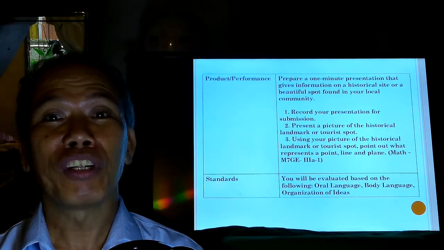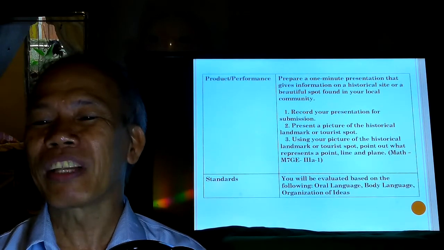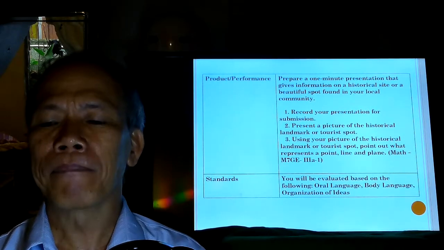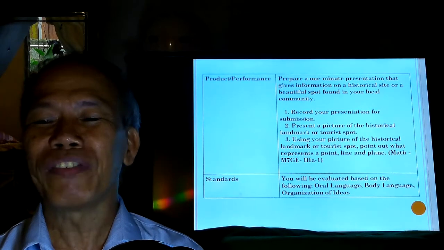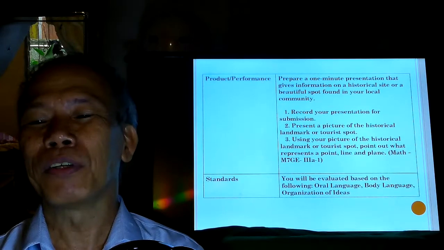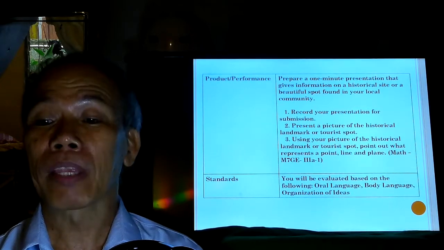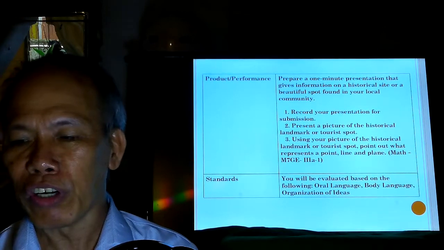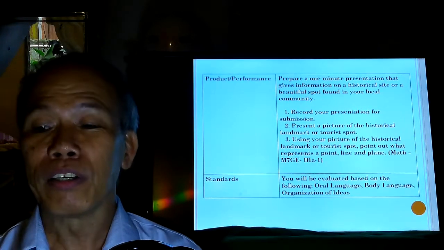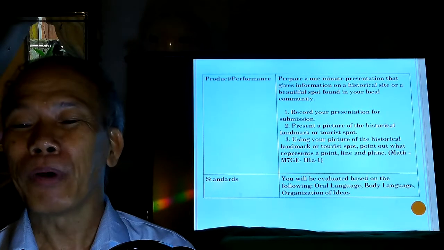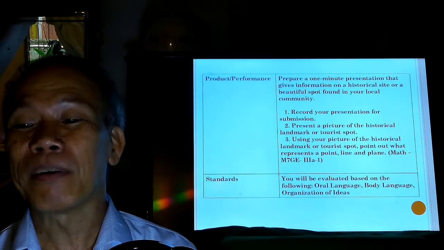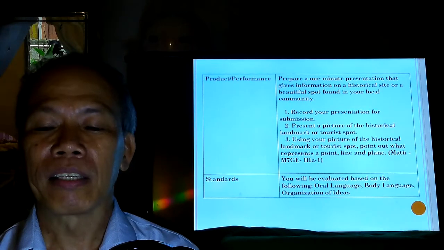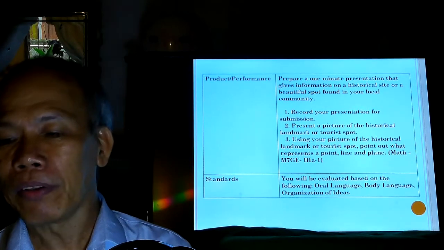First, what shall you do? Record your presentation for submission. What's this? Present a picture of the historical landmark or tourist spot. Next, using your picture of the historical landmark or tourist spot, point out what represents a point, line, and plane. That's connected with math.